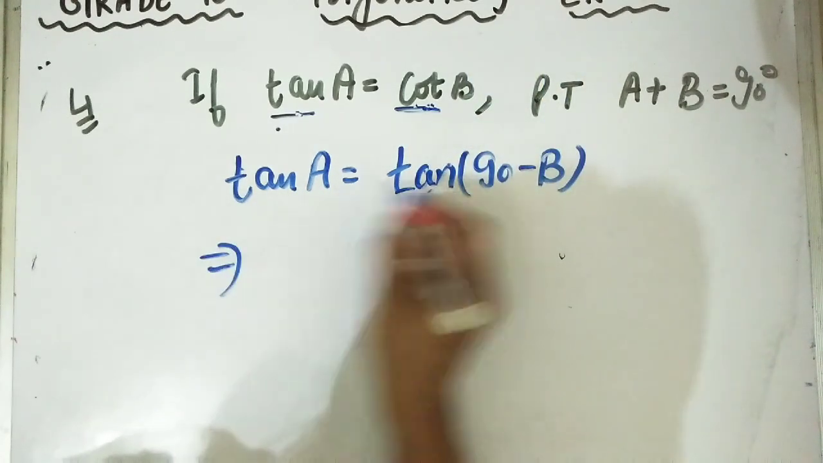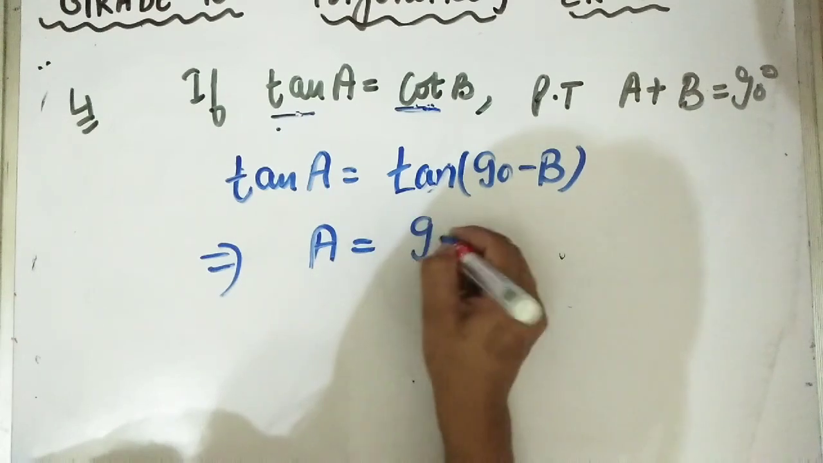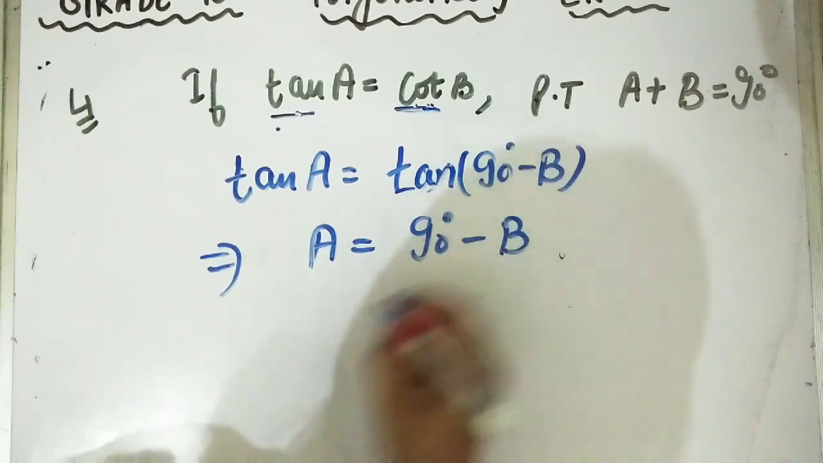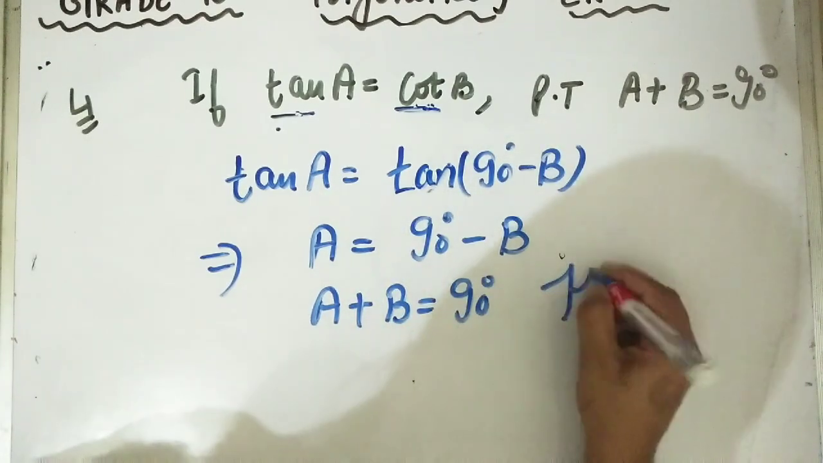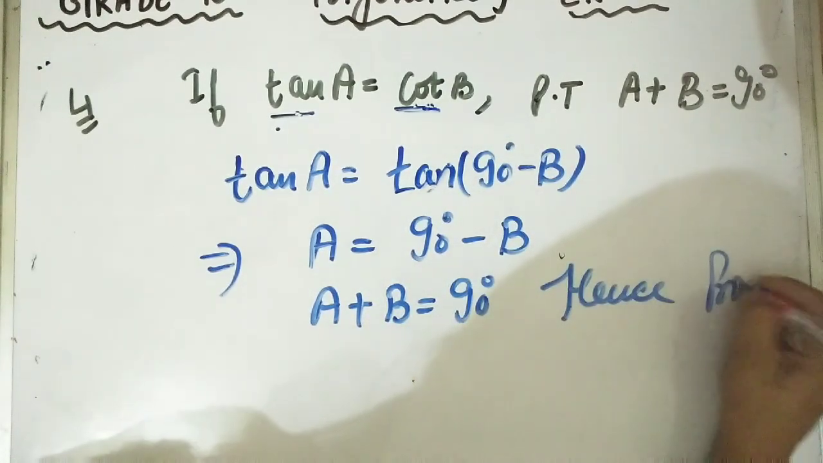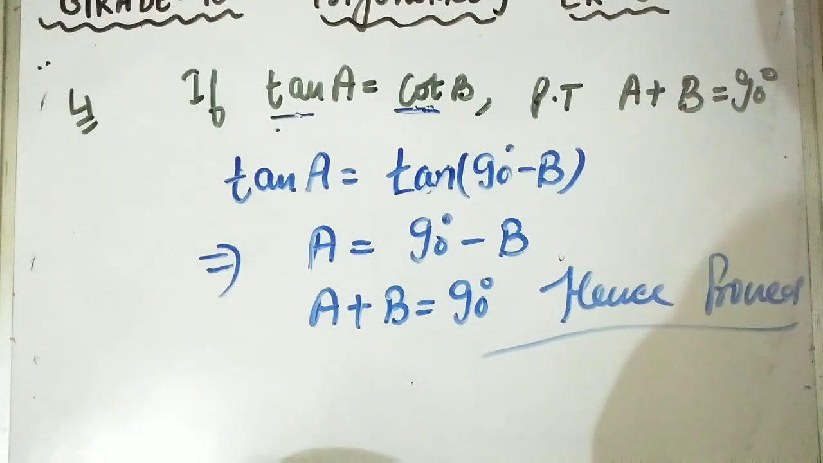Now tan will be cancelled out. A equals 90 degree minus B. Then A plus B equals 90 degree. Hence proved. No problem is there. Simple question. If you know the formulas, you are able to solve each and everything.